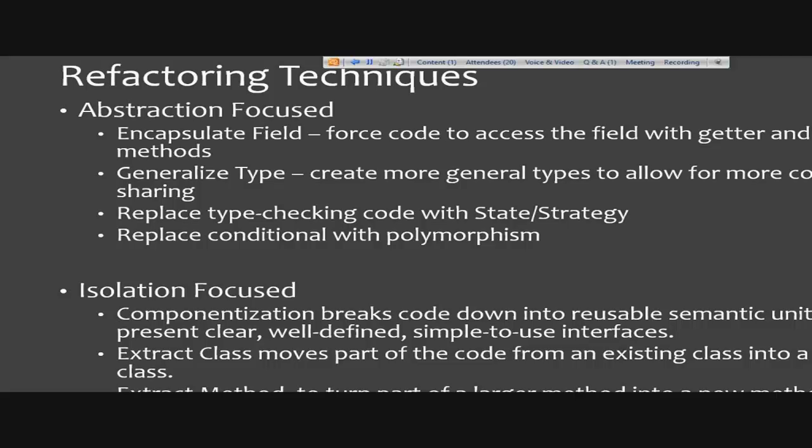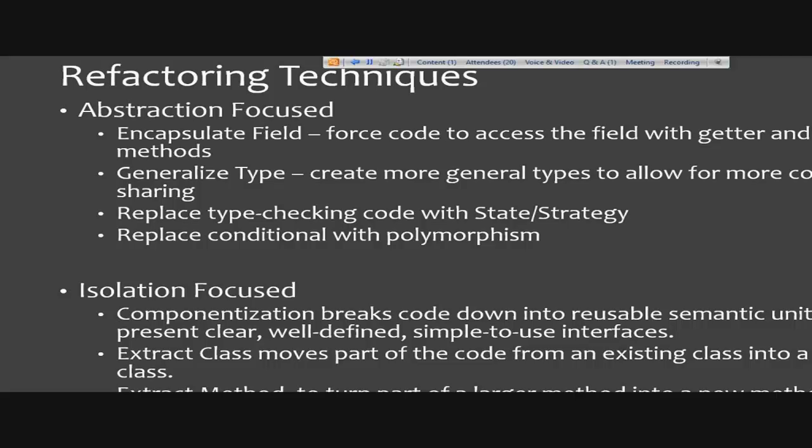In the abstraction focus techniques, encapsulate field is there, whereby we force the code to access the field with getter and setter methods. Generalize type is like extracting the generalized type out of the code. This is also a way of removing duplicates. Then replace type checking code with state or strategy. Replacing it with a dictionary is another one. Then replacing conditional with polymorphism, which is nothing but implementing polymorphic dispatch.